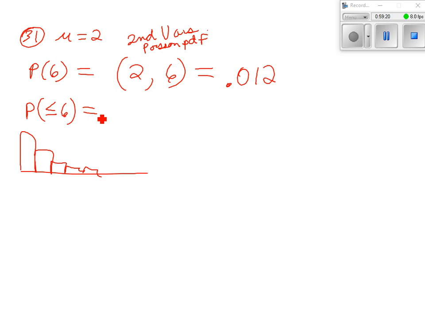So if we punch that in, we go second VARS, go down to Poisson, and this time we go down to CDF. We put in 2 for the mean, comma, 6, close the parenthesis, and I get 0.995. So we get a big probability if we're looking at everything at or below 6. We get a small probability if we're just looking at how many times they get exactly 6 calls.